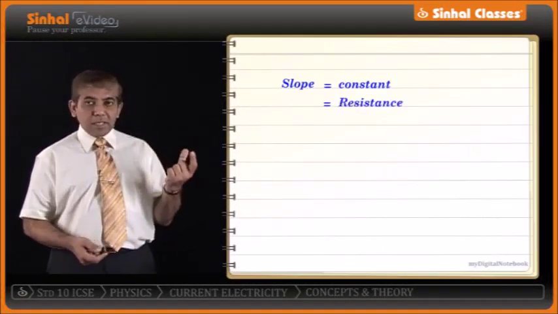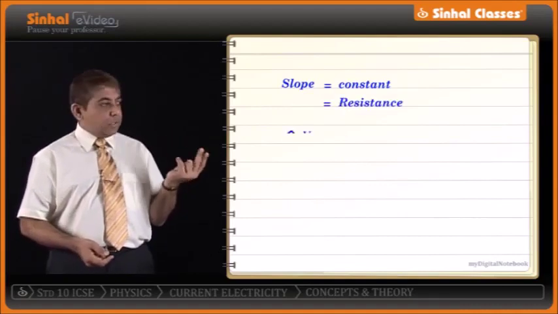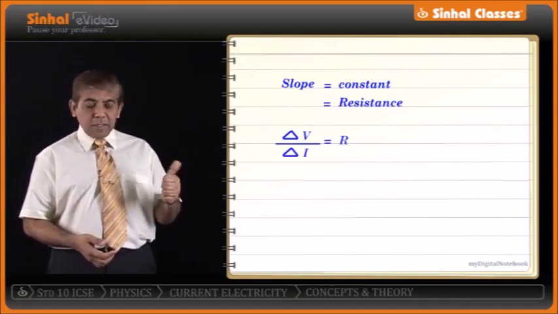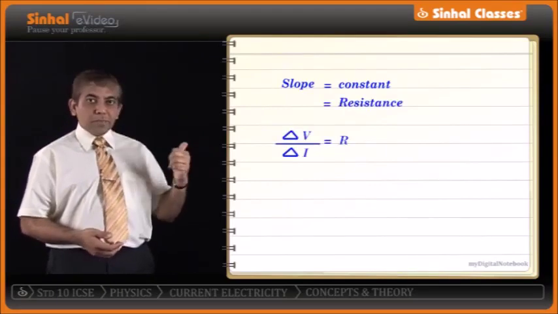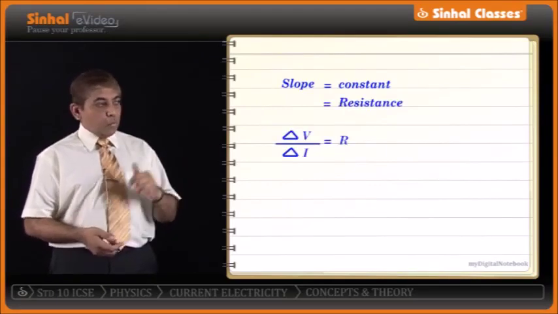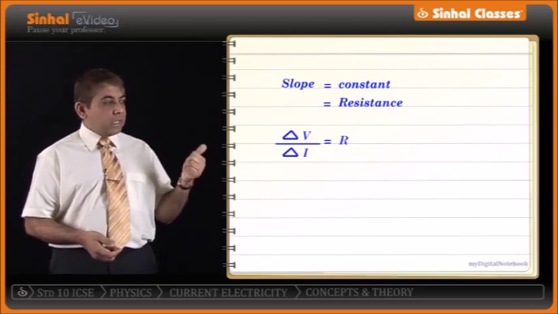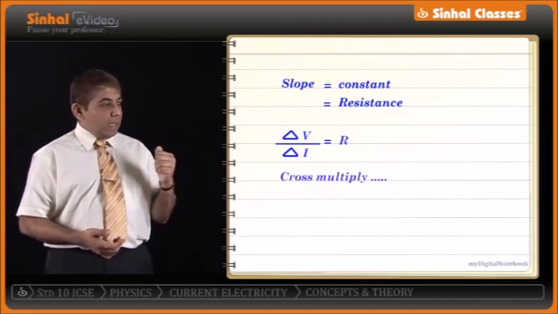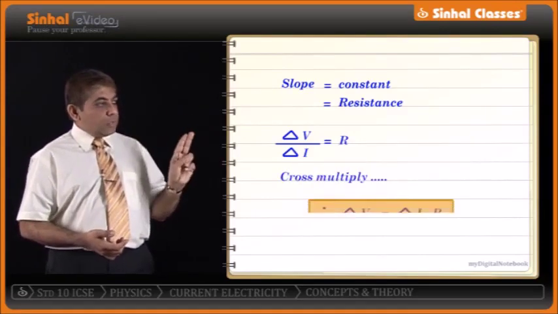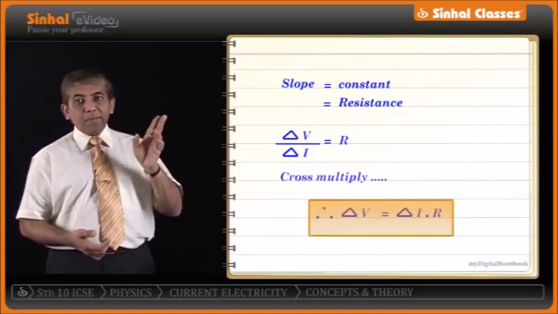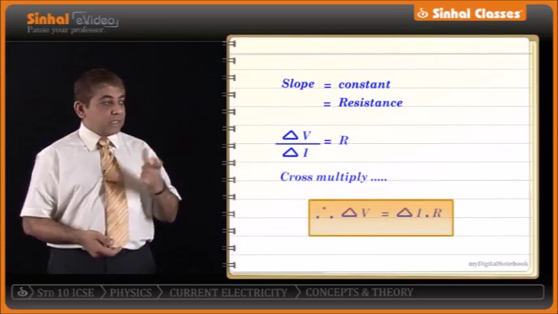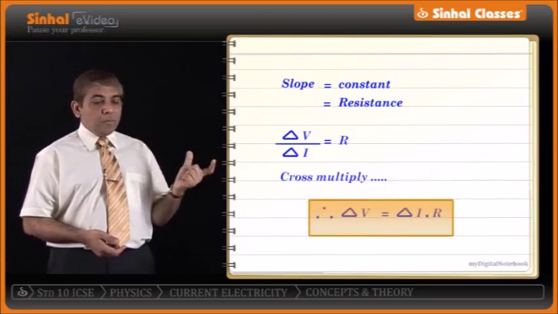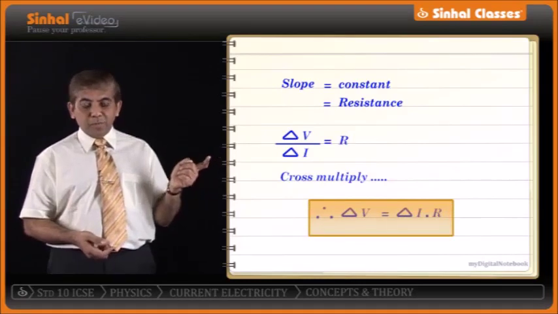That slope in this case is change in voltage upon change in current, change in y coordinates upon change in x coordinates. So I get change in voltage upon change in current, which is a constant. That is nothing but the resistance of the conductor. So if I cross multiply, I get change in V is equal to current multiplied by resistance, which is nothing but the statement of Ohm's law. So I can prove Ohm's law graphically also.